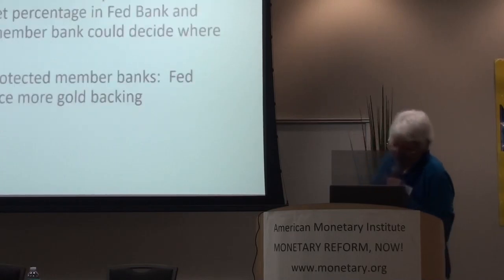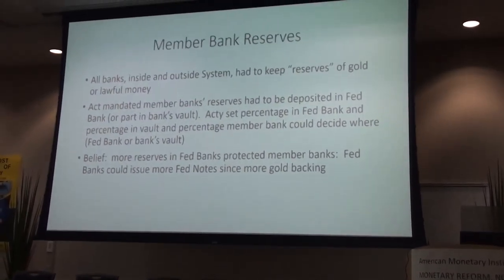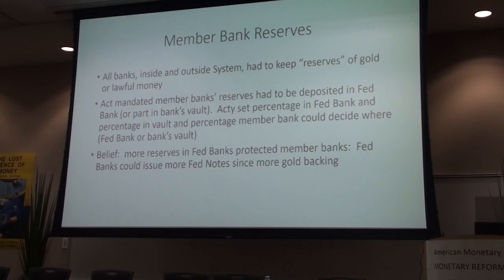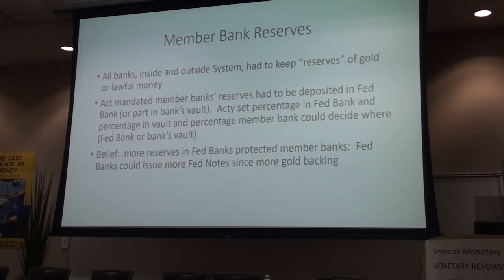Yeah, here we go. So all the banks, this is at the point of 1913, all the banks inside and outside the system. All national banks had to be in the system, but if you were a state bank, you had a choice. And that was one of the issues very early on, because a lot of the state banks didn't want to go in, since they were containing the government reserves, the government money. Somehow, the Fed bankers wanted to figure out how to get those state banks in.